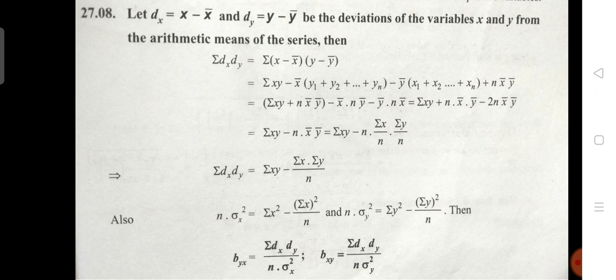byx is sigma dx dy by n into sigma x square, and bxy is sigma dx dy by n into sigma y square. Here sigma x square is sigma x square minus sigma x the whole square by n. So these are the important equations.